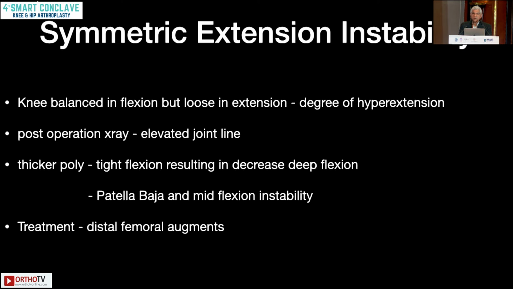So treatment for this is a distal femoral augment. When you revise this, you have to put distal femoral augments to recreate the correct joint line, and that can be recreated by measuring from the lateral and the medial condyle, and also seeing where the patella is, the lower pole of the patella.